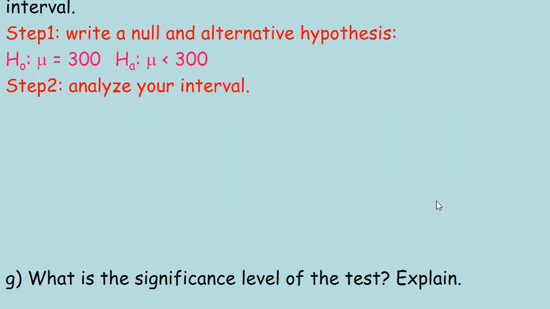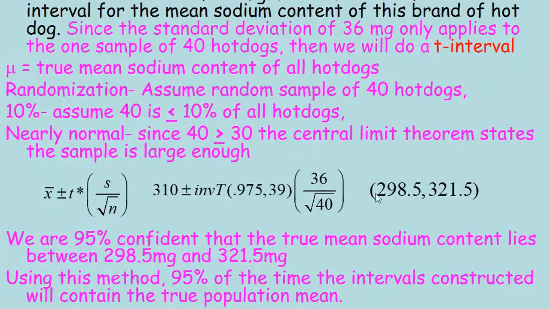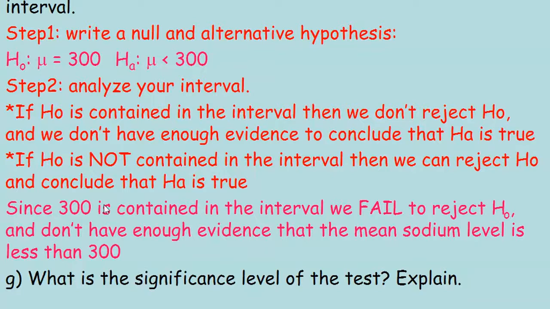Based on your interval, this time 300 is contained in my interval. So when the null hypothesis is contained in the interval, you do not reject the null hypothesis, and therefore don't have enough evidence for HA. Or in other words, since 300 milligrams is contained in my interval, I failed to reject the null hypothesis. There is not enough evidence that the true sodium level is less than 300.